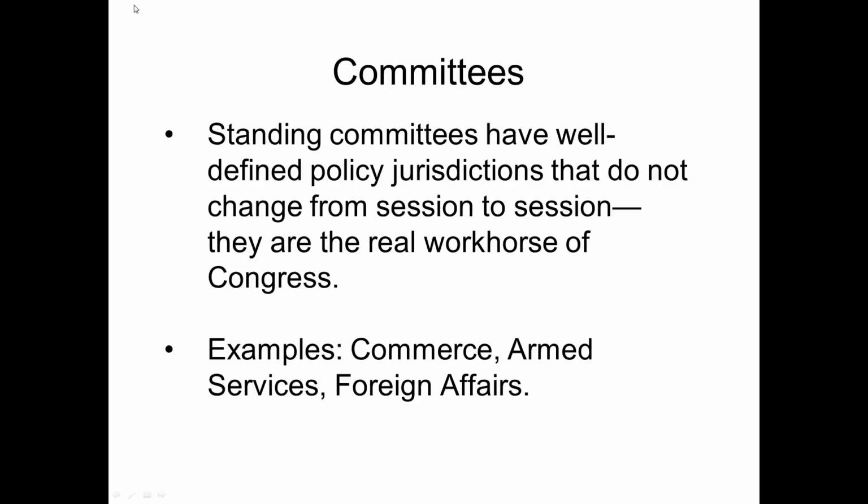Okay. So when we're talking about the committee system, most of the work is going on in standing committees. Standing committees are committees that are permanent in nature, and they're formed as a response to policy areas that are both important and persistent.